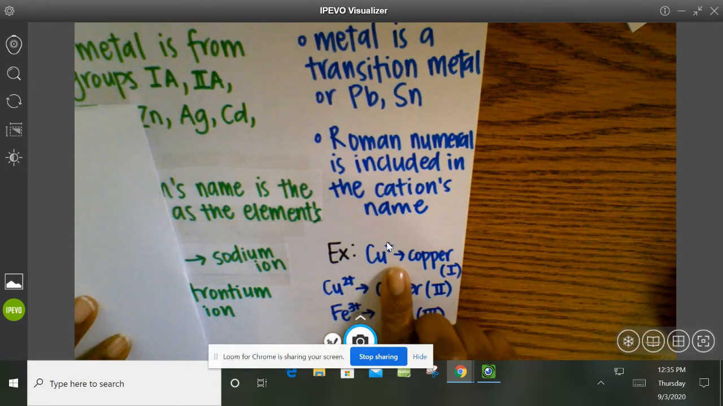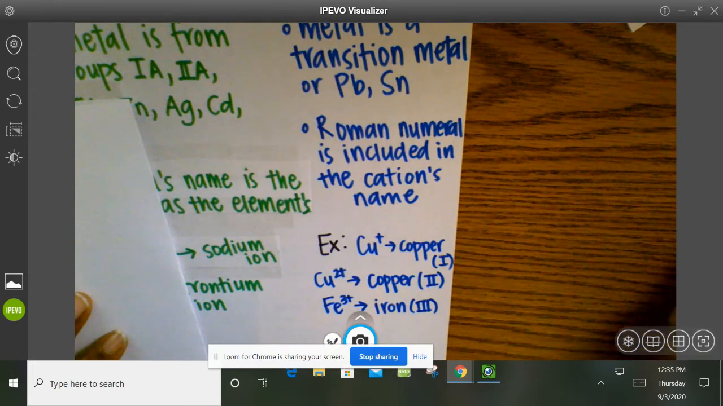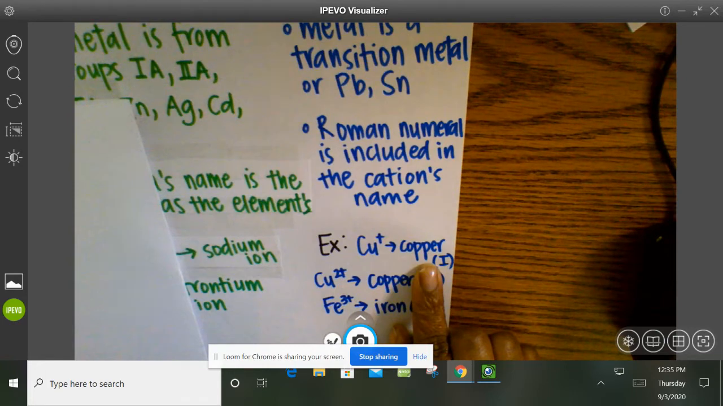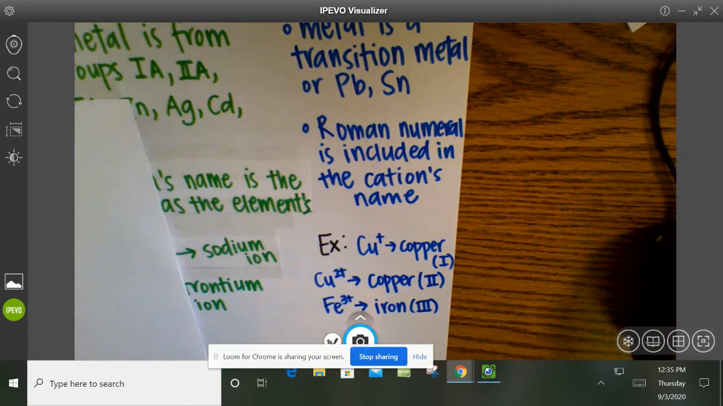So examples that I have here, I have Cu+, and that is copper with a charge of 1+, so that's copper 1. Cu2+ is copper 2, and Fe3+ is iron 3. And so that is required for you when you're naming these compounds. So the charge is now known, and that's how you can figure out if it is simple or if it is complex if you're dealing with mixed ionic compounds.